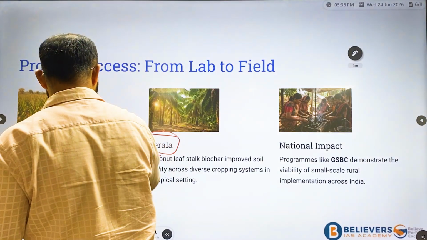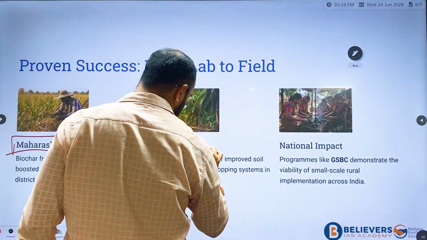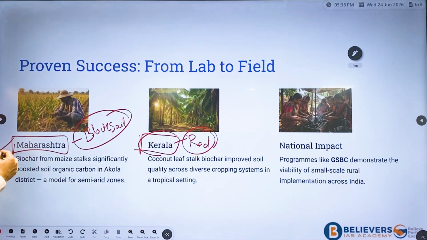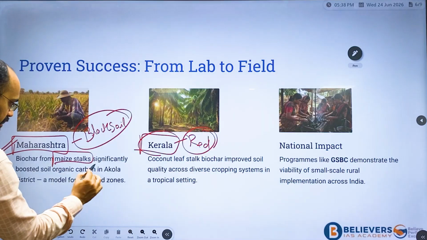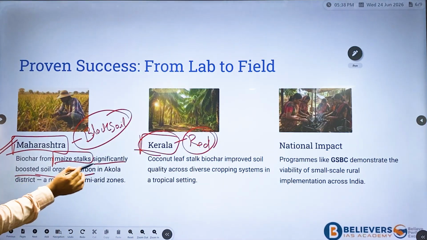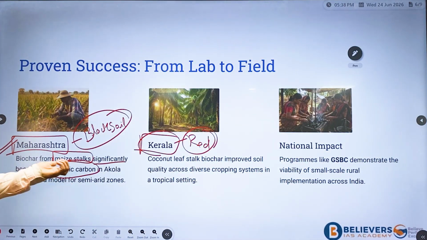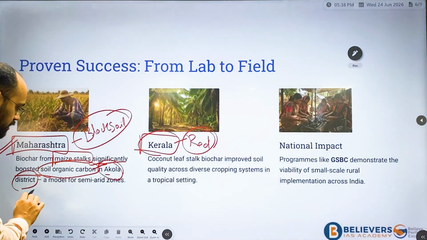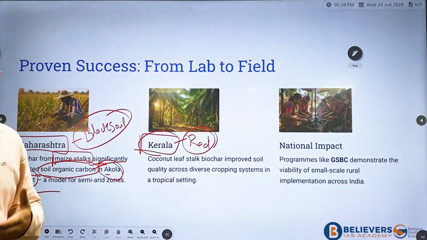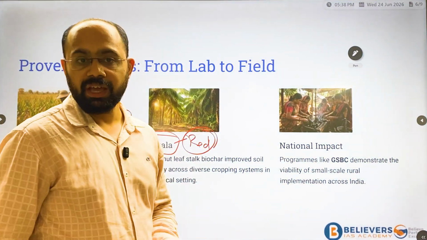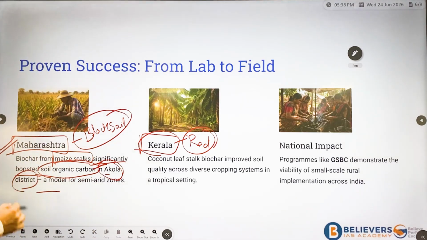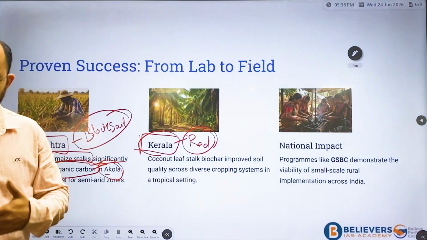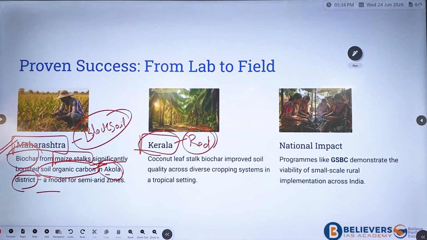In Maharashtra we have black soil, and in Kerala we have red soil. When this biochar was introduced in these areas, from maize, it significantly boosted the agricultural soil organic carbon in Ankola district, which became the model. Ankola district is basically a semi-arid region. When biochar was introduced there, automatically the productivity of this drought-prone area increased.